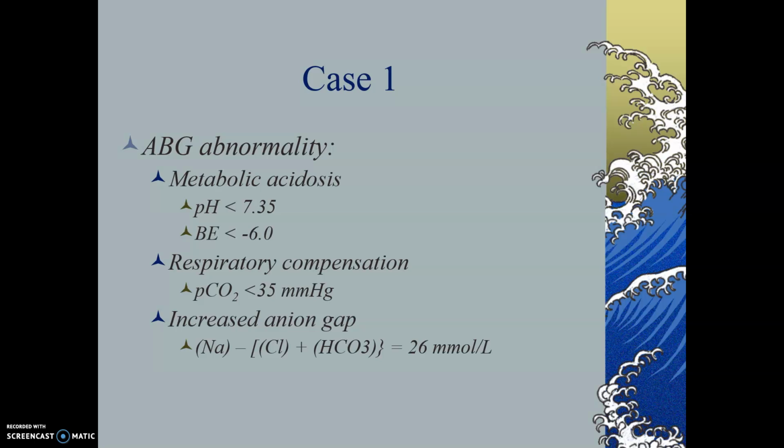So we've got a patient with a metabolic acidosis and respiratory compensation. If we had worked it out, we'd see that there's an increased anion gap. That would fit with diabetic ketoacidosis.